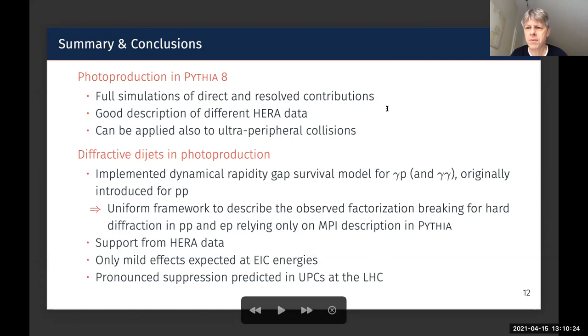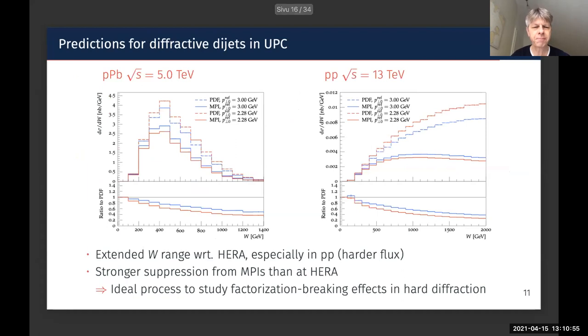Thank you, Ilkka, for this very nice talk, which confirms what we have also found. It's very good progress to have this dynamical model now for factorization breaking. Now, the x-gamma distribution we know is notoriously difficult at HERA, and a large part was the hadronization uncertainty. Now you can actually model that in Pythia, right? And see what the effect of the MPIs on that is. Have you done that? Looked at the hadronization effects at large x-gamma?